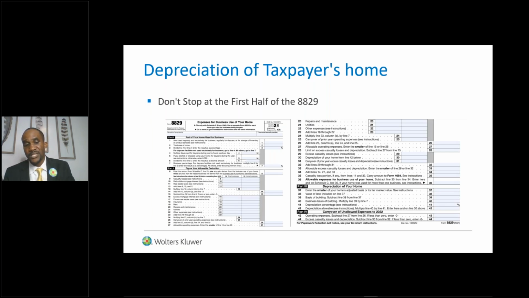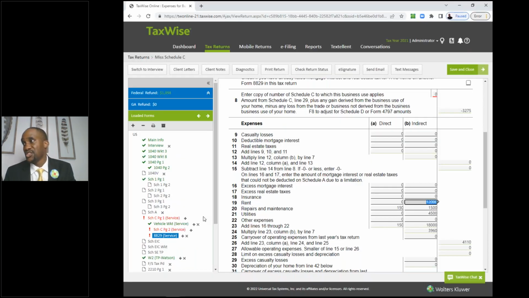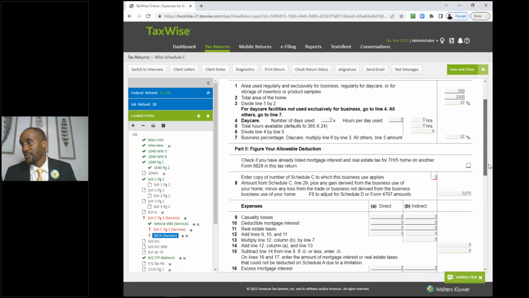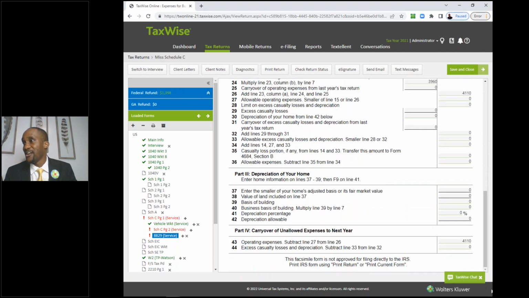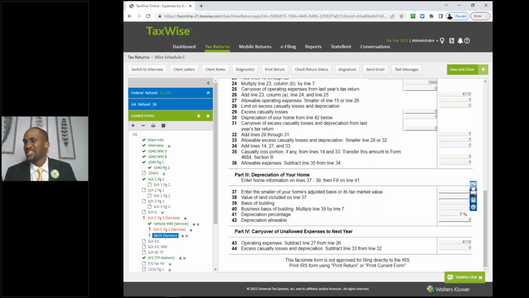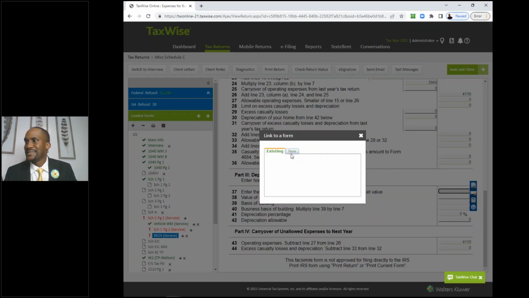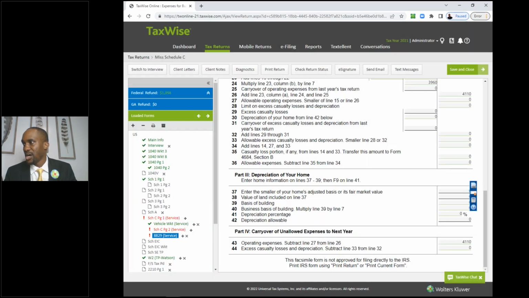Let's come back over here to Miss Schedule C. Let's say that she did own this home. She wasn't renting. 22% of the home is being used for business purposes, so you can actually depreciate 22% of the home down here on the 8829. For time purposes, we're not going to get into too much detail, but that does allow you to put additional deductions in here for that client's home.